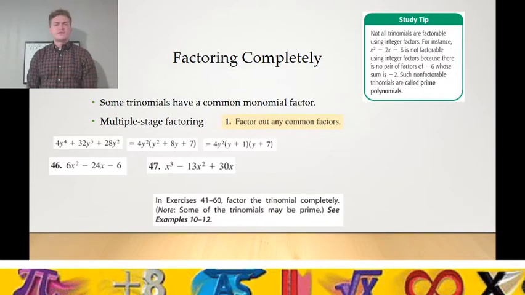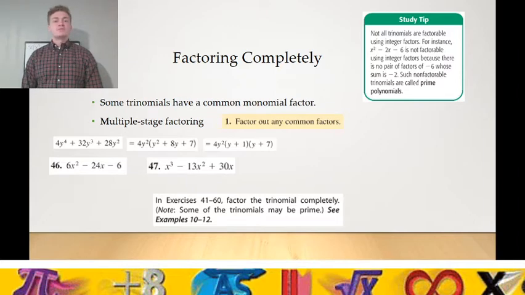Center screen 47, x cubed minus 13x squared plus 30x. We are told to factor the trinomial. As we see here, we do have a trinomial of 3 terms, a 3-termed polynomial. Notice the largest exponent is a 3, x cubed, x to the 3rd power. So this is no longer a quadratic expression because we have a 3rd-degree polynomial. Remember, the largest exponent being 3 defines this to be a 3rd-degree polynomial. So this is understood to be a cubic expression or a cubic trinomial.